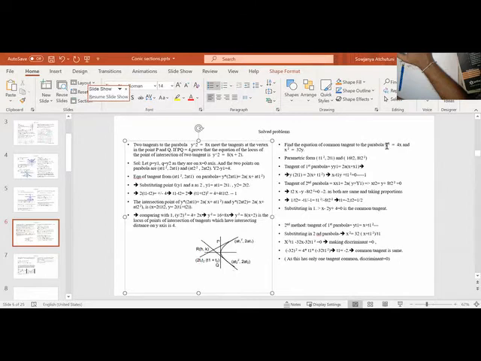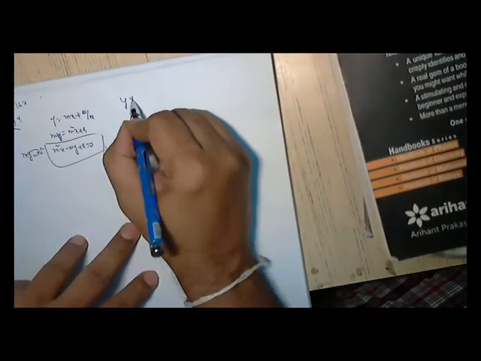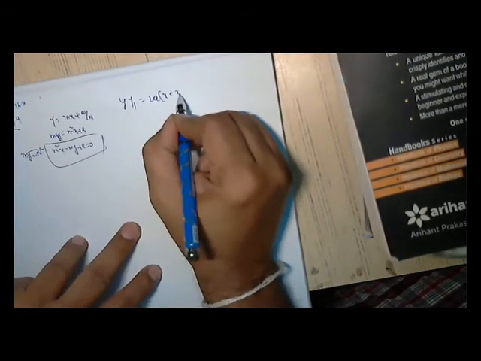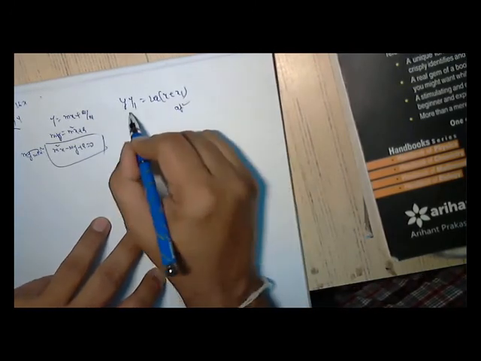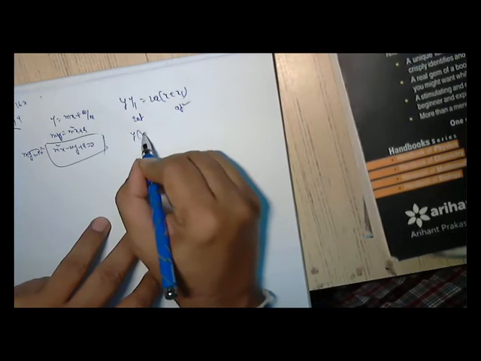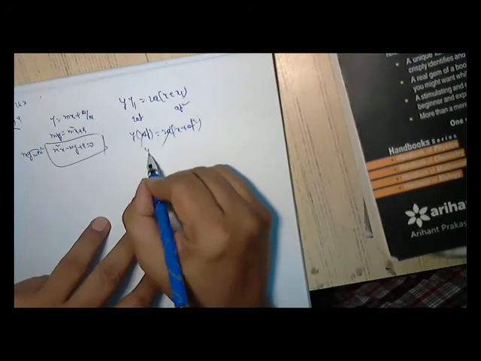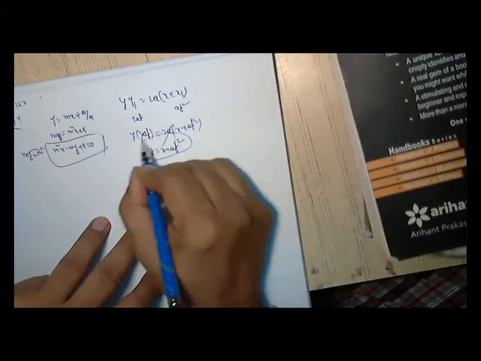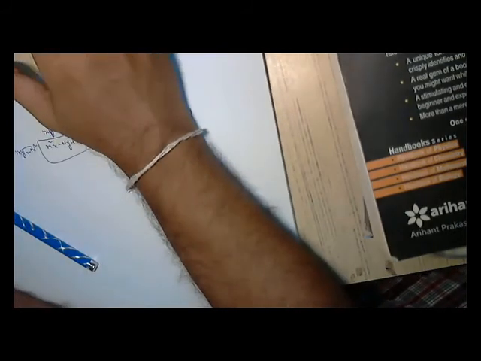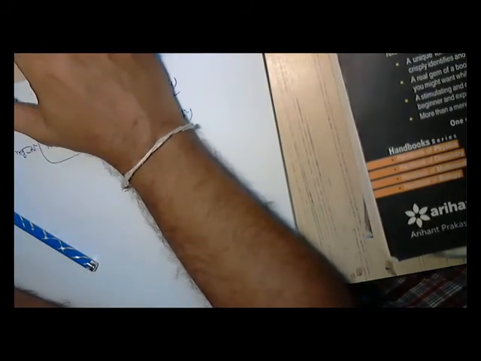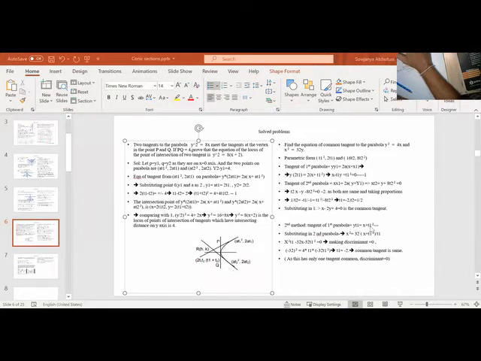Y1 is 2at. Let us see this. y y1 is equal to 2a into x plus x1. x1 I am putting at square, y1 I am putting 2at. So y into 2at is equal to 2a into x plus at square. 2a and 2a get cancelled. So yt is equal to x plus at square, which is the tangent line to the parabola.